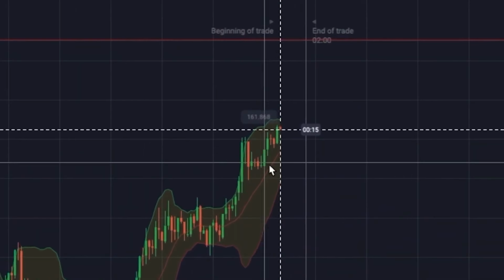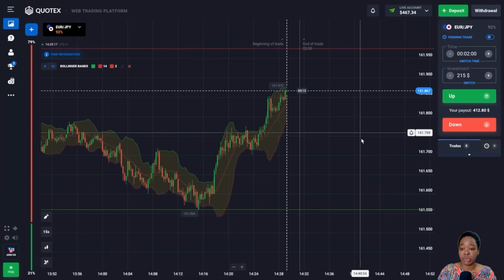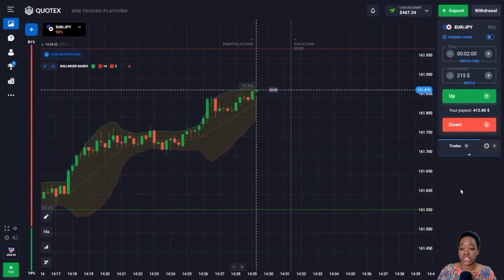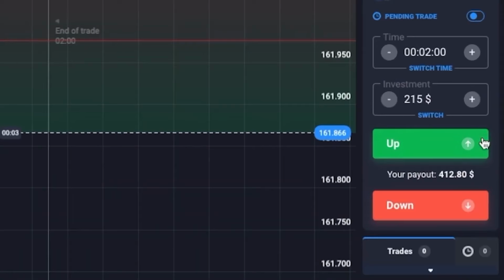So here I can see that the Bollinger Band indicator is pointing to the prevailing growth. The price is moving steadily in the upper part of the channel. So here I open a trade for an increase. So let me wait and see how this deal will close.